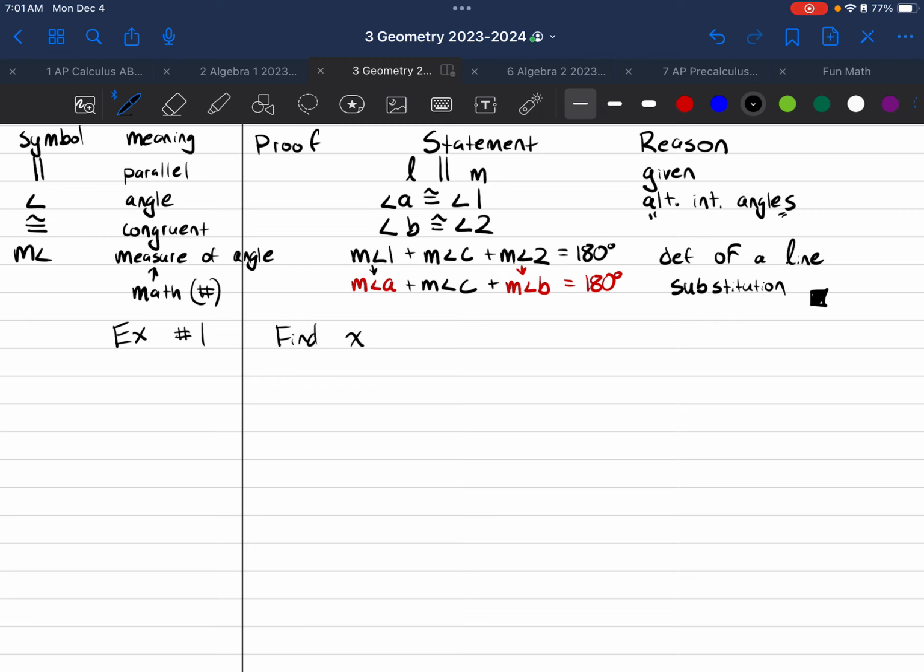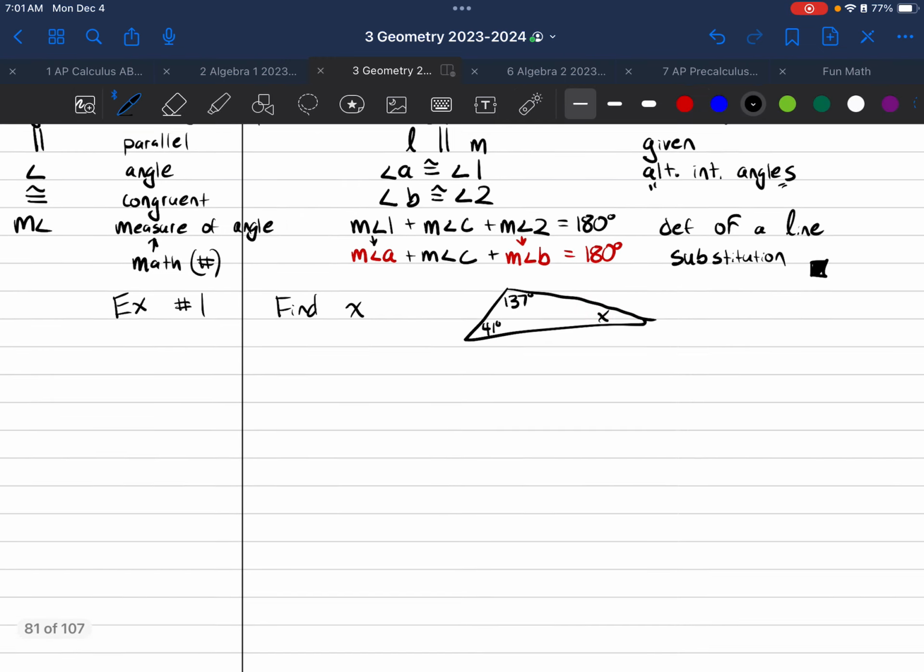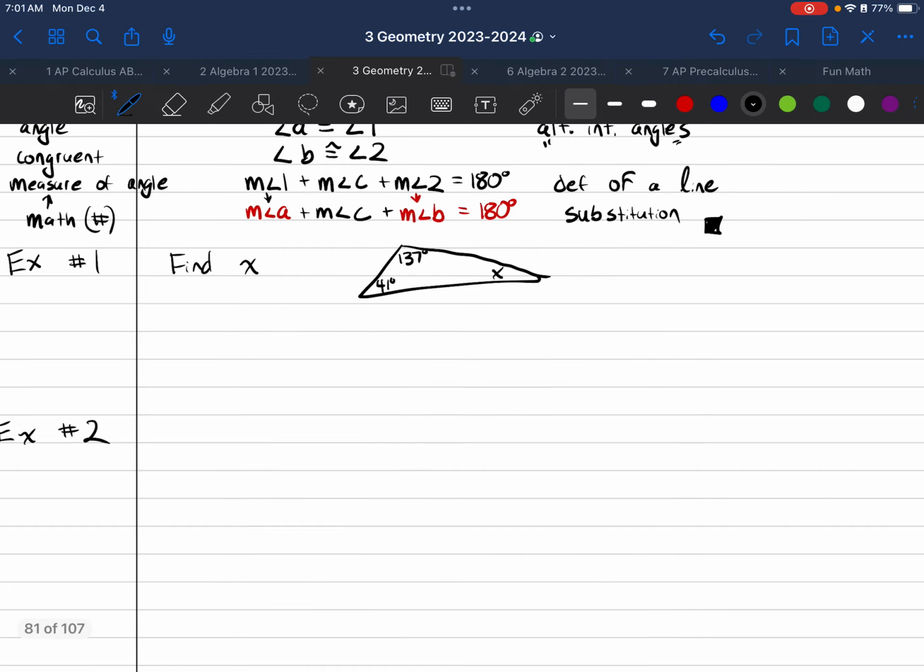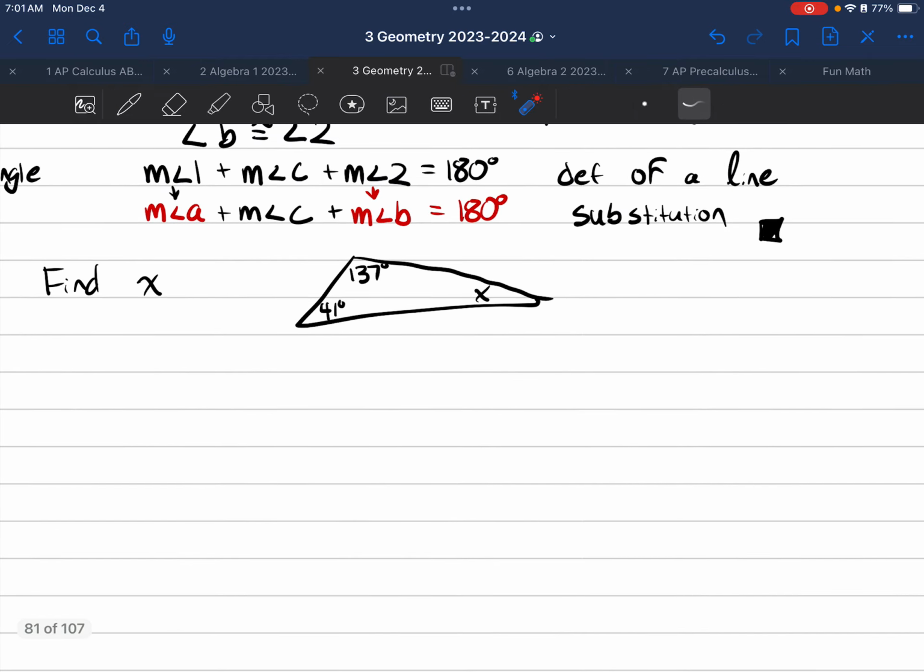And we'll make a tiny little triangle. We'll say this is like 137 degrees, this is 41 degrees, and this is x. So find x. There it is. Okay, good. How do you do example 2? I am totally joking, but to find x, you actually have to do the calculation.